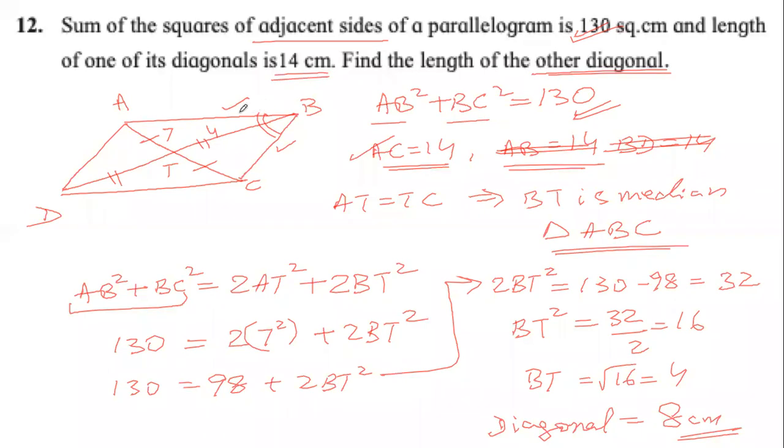We need not worry about which diagonal is how long. Based on what we are assuming, if we say AC equals 14, then we will look at the sides AB and BC. If we say BD equals 14, we will look at the sides AD and AB. That is it.